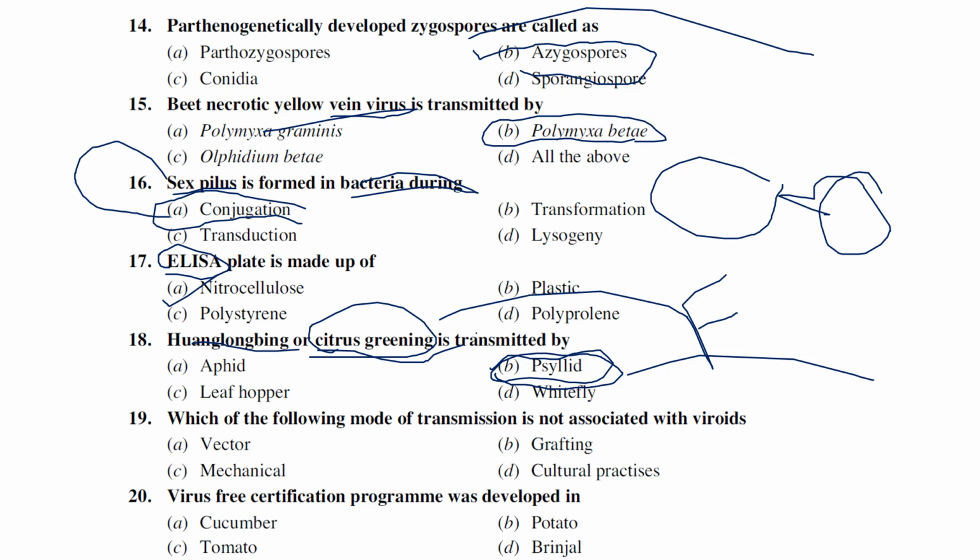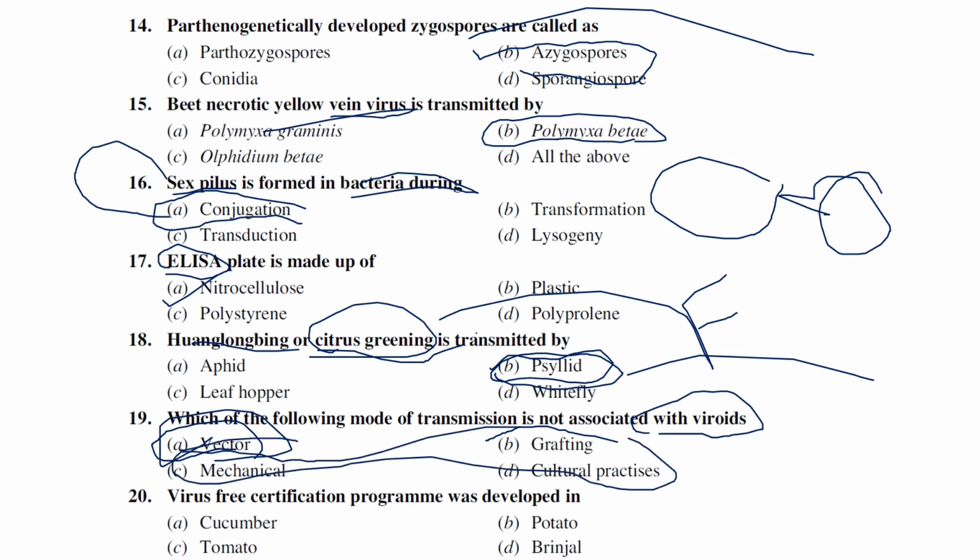Which of the following modes of transmission is not associated with viroids? I repeat, not associated with viroids. Vector, grafting, mechanical, cultural. If you see, the majority of plant virus diseases are transmitted by insect vectors. But no viroid has been reported so far that is transmitted by an insect vector. Since they asked which is not associated, it is vector. Grafting, mechanical transmission and cultural practices are the most commonly reported kinds of transmission in viroids, and no vector transmission has been reported.